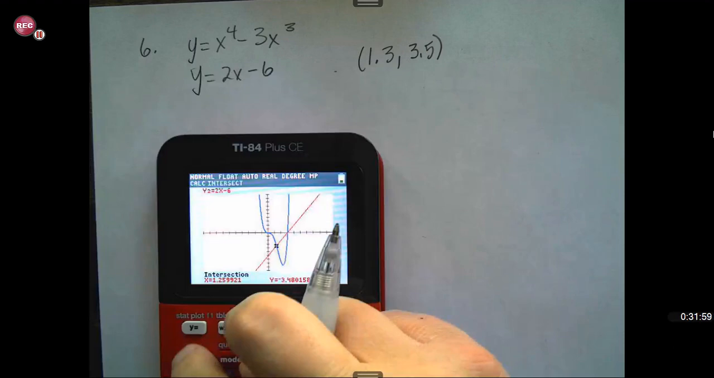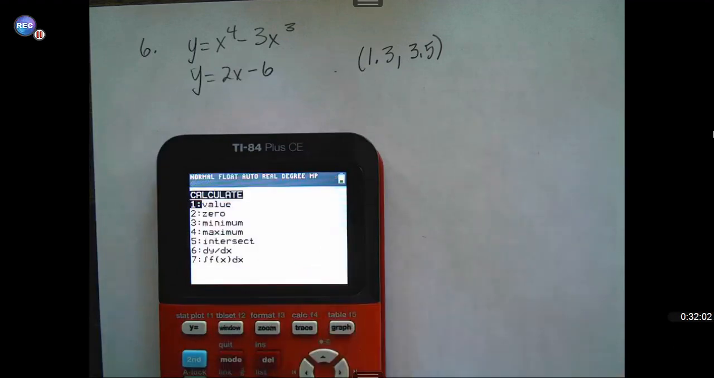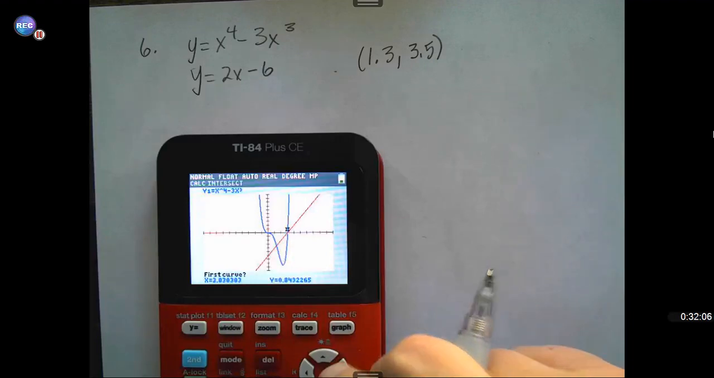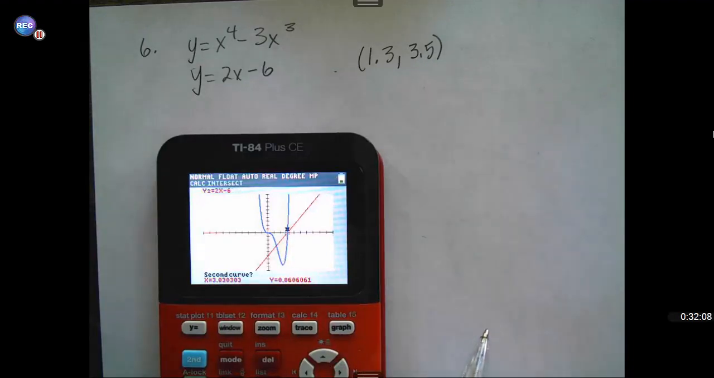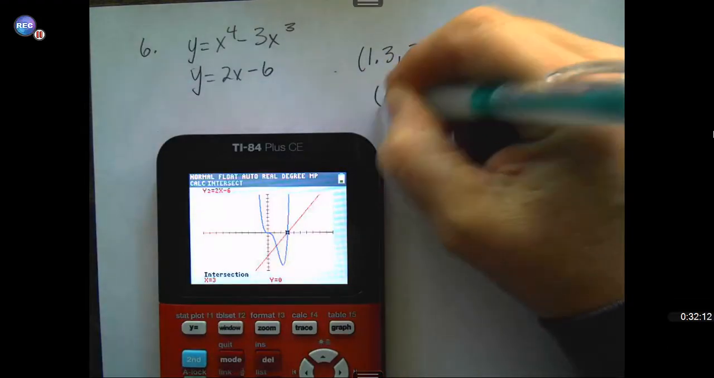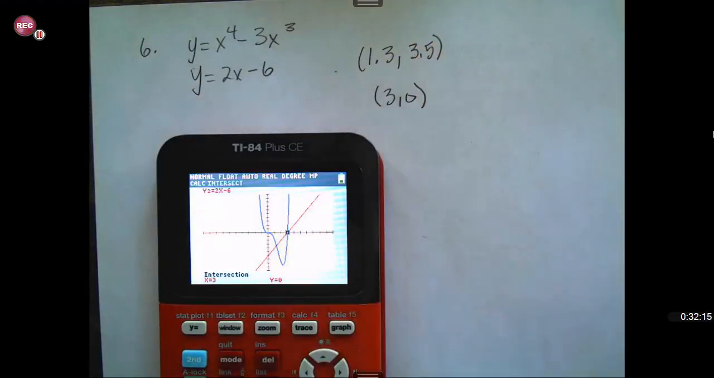To find the other one, I go back to second, trace, calculate the intersection. And again, I've moved my cursor over to that, and I hit enter, enter, and I get the 0.30. And could have surmised that. I saw that one on there.